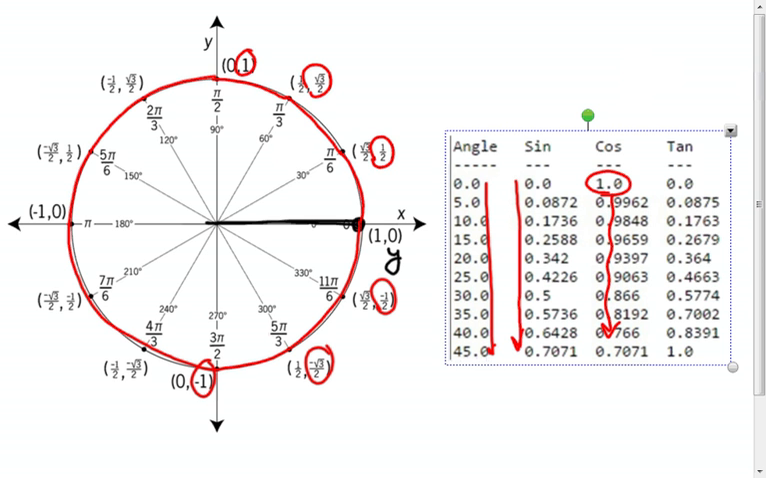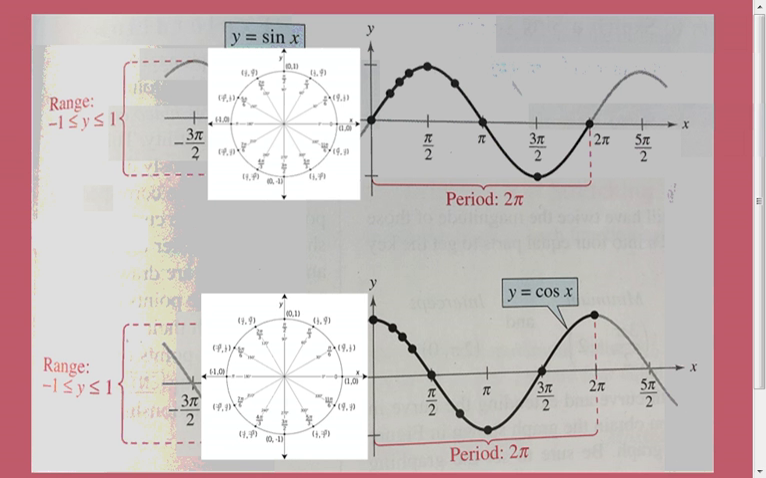And tangent's a little different. Tangent doesn't maximize at 1. It keeps on going past this, but it does get into negative values eventually. So keep this in mind as we move on to thinking about the graphs of sine and cosine.